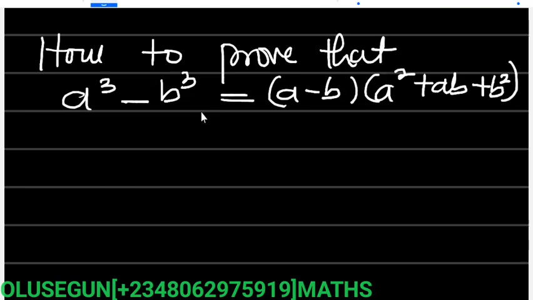How to prove that a raised to power 3 minus b raised to power 3 is equal to (a minus b)(a square plus ab plus b square).